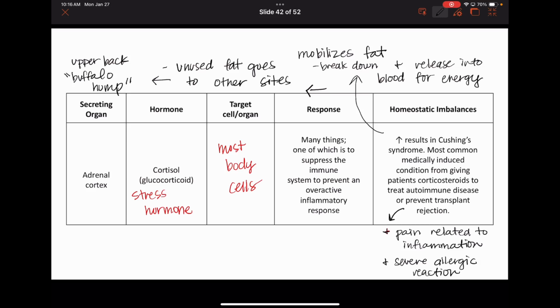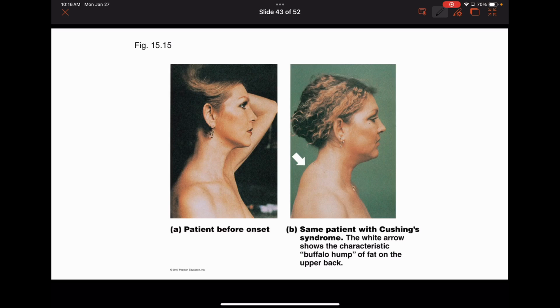So this is what a Cushing syndrome buffalo hump looks like. This is the patient before the onset of Cushing syndrome and then after. So that buffalo hump. Again, when you're stressed, your body releases cortisol, which causes a release of fat. But if that fat is not used, then it deposits itself in other sites in the body.